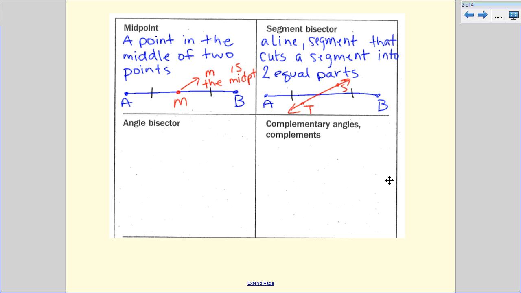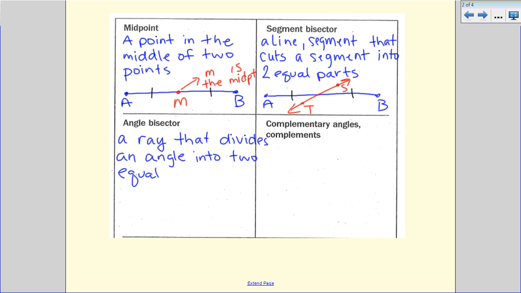An angle bisector is a ray that divides an angle into 2 equal angles. And so what we want to do for this one is we're going to be able to use a lot of our vocab here.